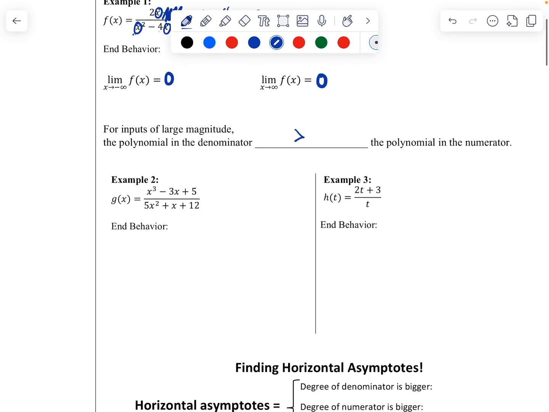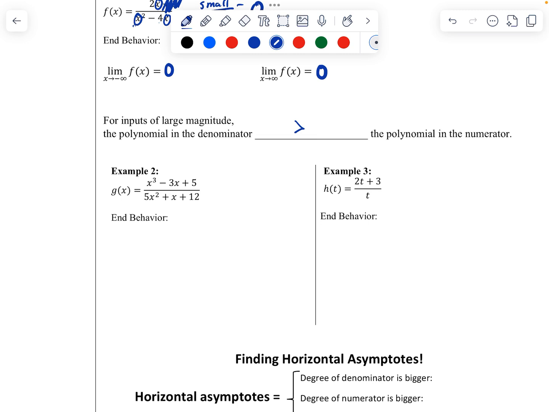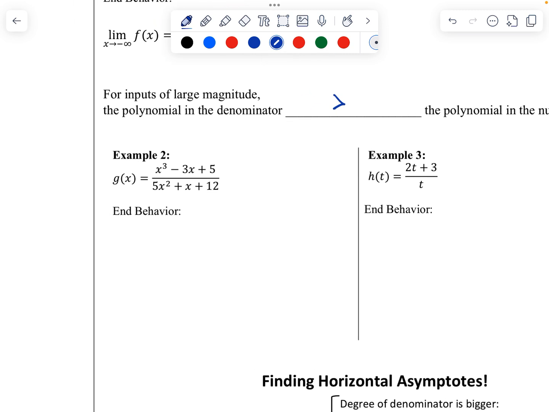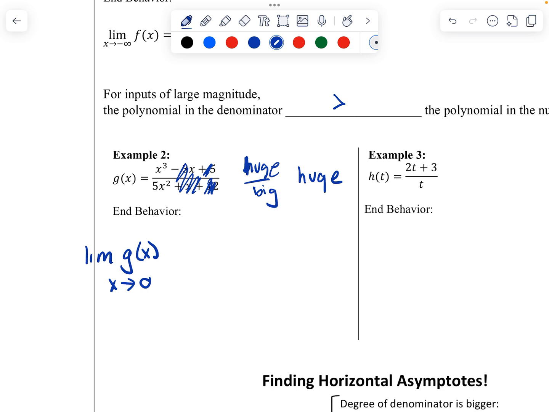Now, if we take a look at the end behavior here, what happens on this one? Well, the 5 won't really matter, and this won't really matter. So where is our bigger number? Our bigger number is on top over a big number. Well, this gives us a huge number. So the limit of g of x as x goes to infinity: as it gets bigger, our bigger number is on top, so it's going to go to infinity.